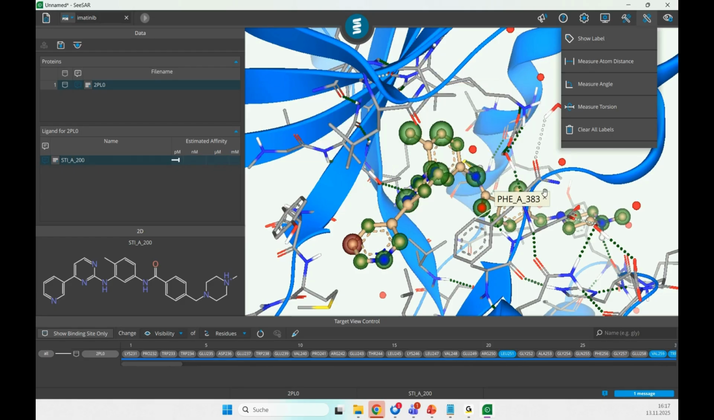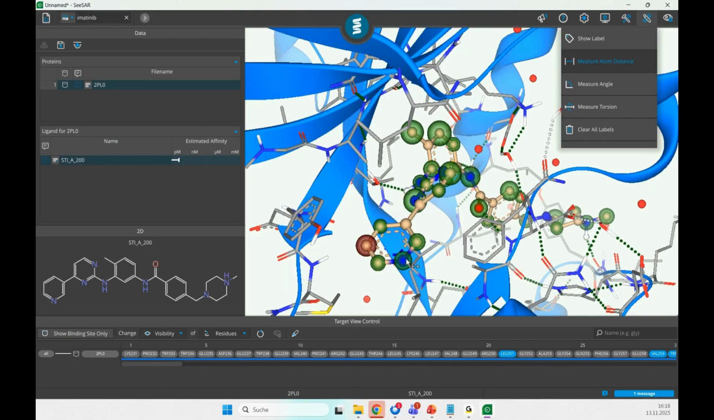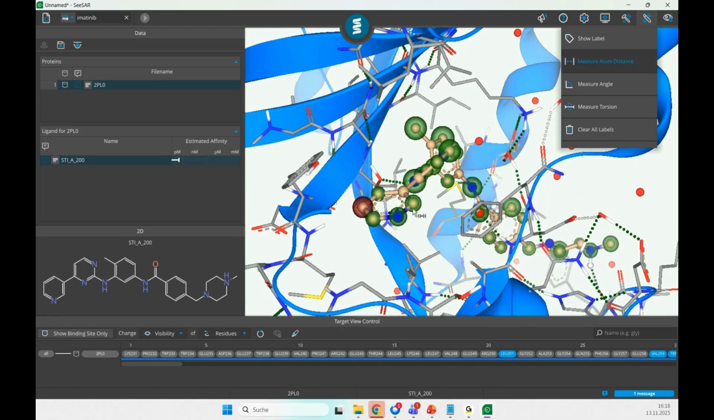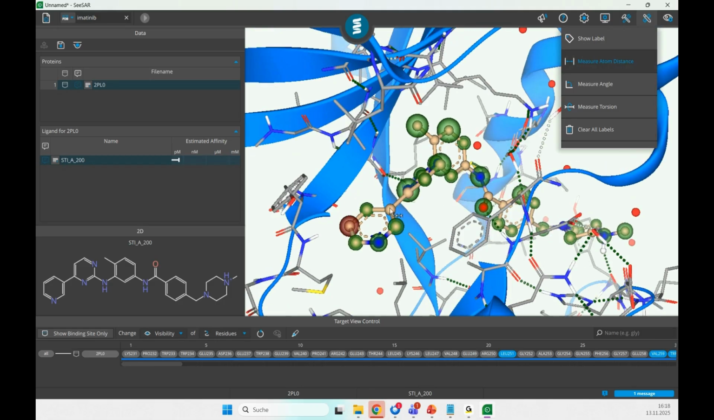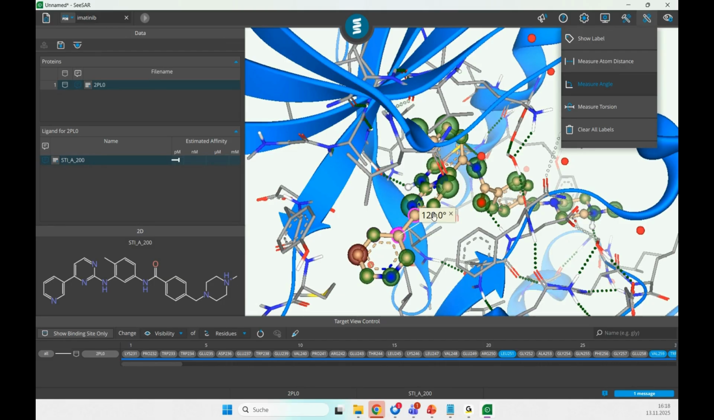The next thing you can measure is atom distance. Atom distance is something between two atoms ultimately, so we can measure the distance between maybe this ring system and the phenylalanine here, and you can see it's 3.9 angstrom. You can also do it on the ligand itself if you want to check if the bond length matches our expectations. You can also measure the angle. For this, we need to select 3 atoms, and then we also get the bond angle.